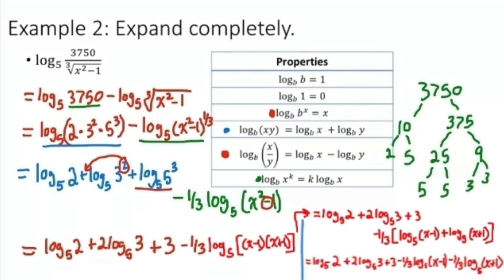Then we can distribute into negative 1/3, and we obtain log base 5 of 2 plus 2 log base 5 of 3 plus 3 minus 1/3 log base 5 of x minus 1 minus 1/3 log base 5 of x plus 1. From here, we are done expanding.